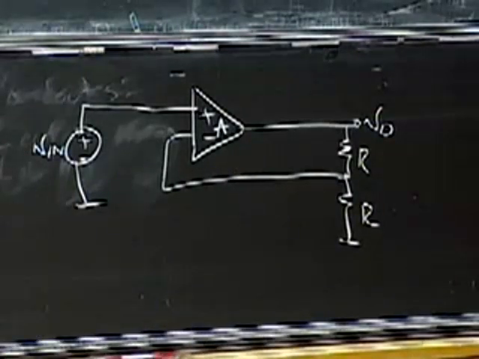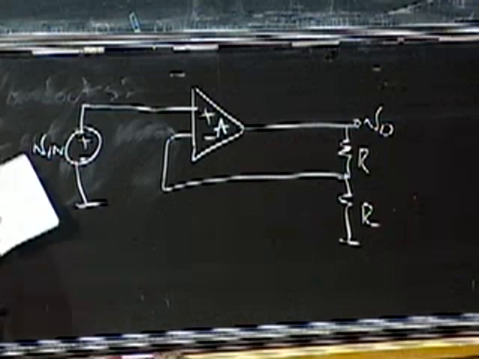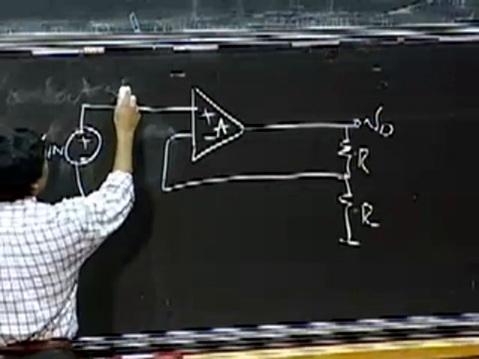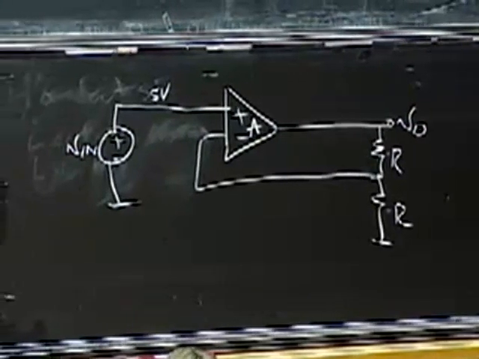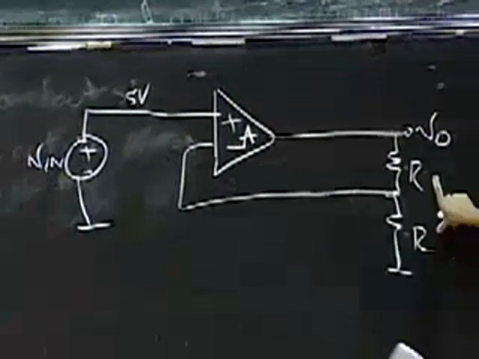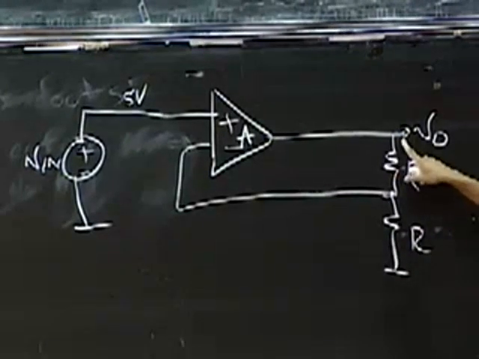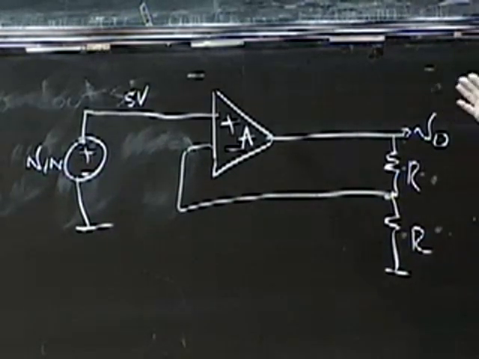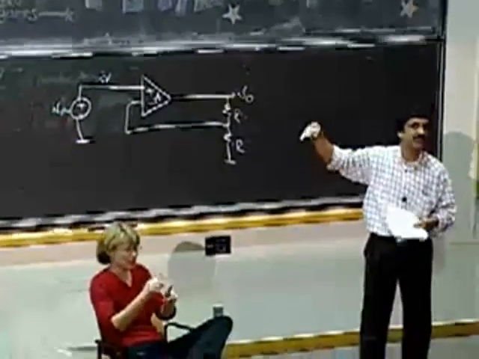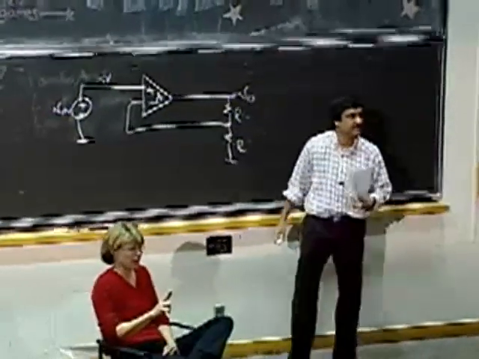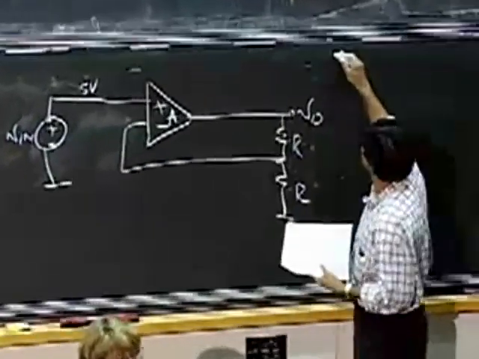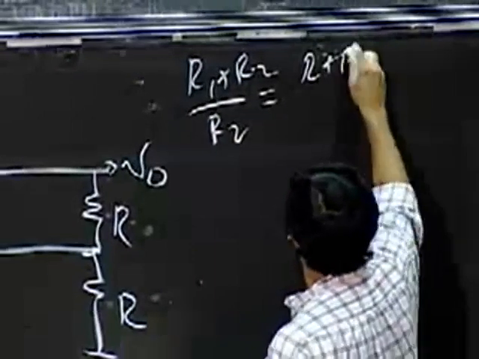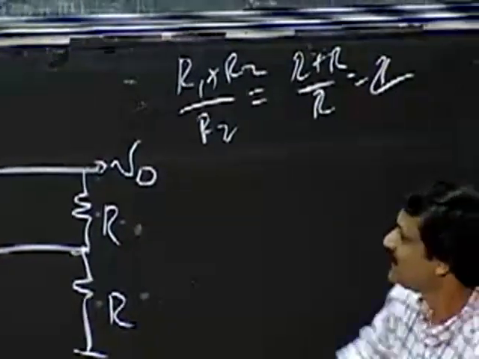Okay, let me see if I can give you some intuition. Let's say this is my circuit, and this is R and this is R. As an example, let's assume that the input V in is 5 volts. If R and R are equal, what should the output be? It's R1 plus R2 divided by R2, so it's 2R divided by R, so my amplifier has a gain of 2. So this will be 10 volts.